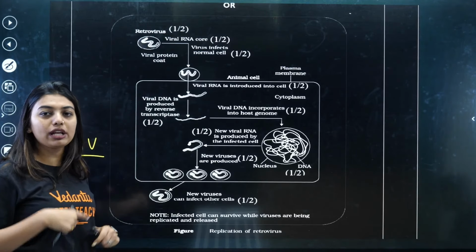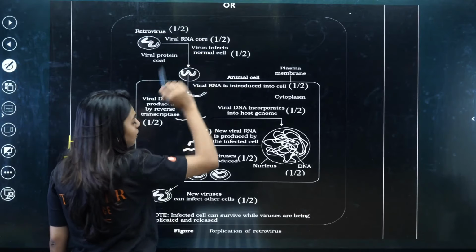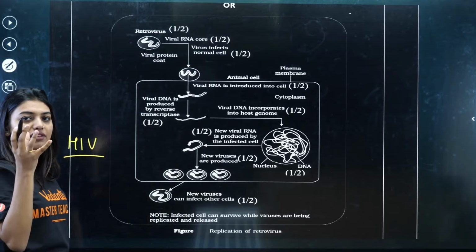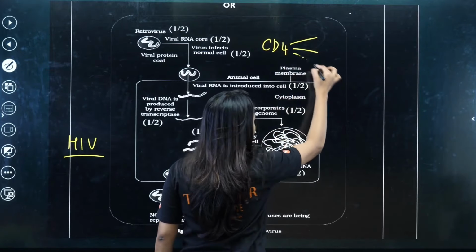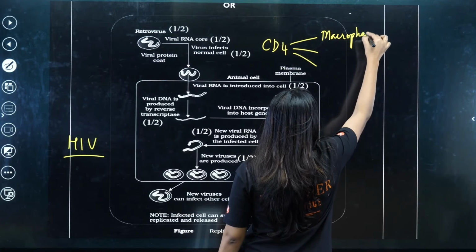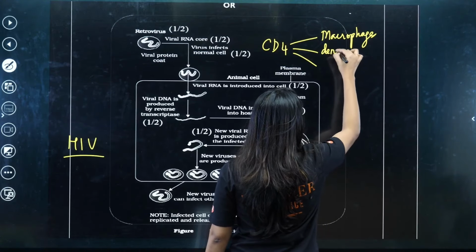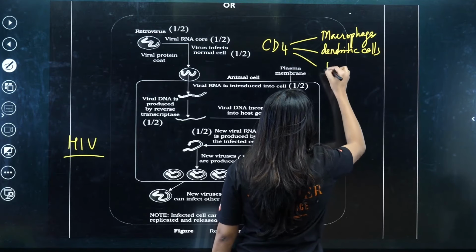So this virus, what does it do? It gets into our body and manipulates our nucleus. Okay, so what is happening? Retrovirus, it will enter. How will it enter? They have a receptor called the CD4 receptor. This CD4 receptor is only with three types of cells. Who are they? Macrophages, dendritic cells, and your T cells.